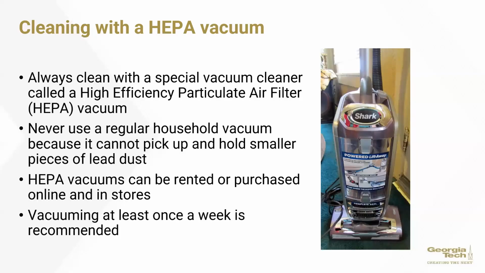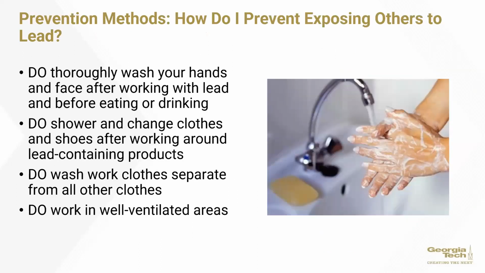For the dry method with using a HEPA vacuum, you always want to make sure that the vacuum cleaner has a high efficiency particulate air filter. We recommend, if possible, renting an industrial grade version. You don't want to use your normal household vacuum because that can pick up and hold smaller pieces of lead dust and filter them and send them back out into the air. And they do recommend, if there's continued contamination, doing this vacuuming at least once a week, and more frequently if you have small children or animals at home.